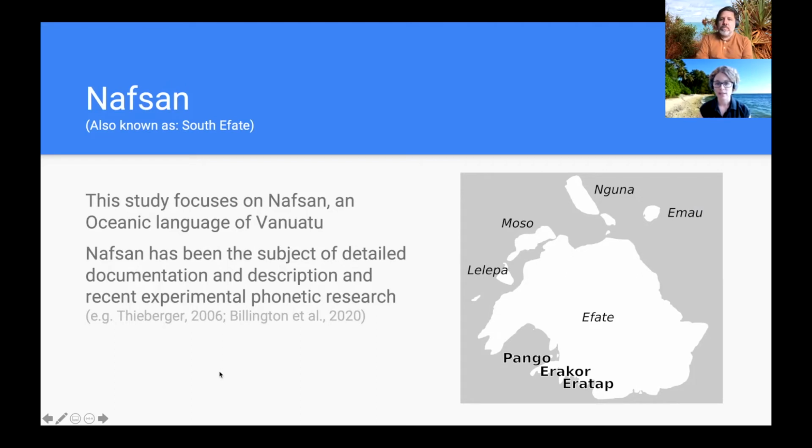And so in this study, we're focusing on Nafsan, which is an Oceanic language of Vanuatu spoken on the island of Efate in 3 villages. And that's in central Vanuatu. And Nafsan has been the subject of detailed documentation by Nick Thieberger and linguistic description, and also more recent experimental phonetic research.